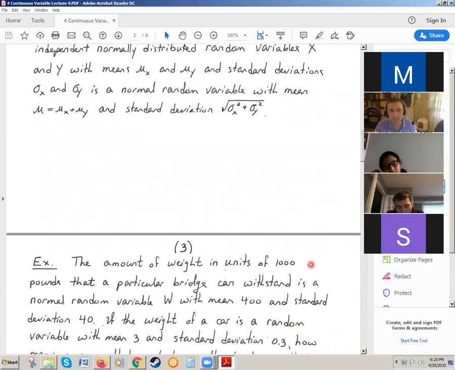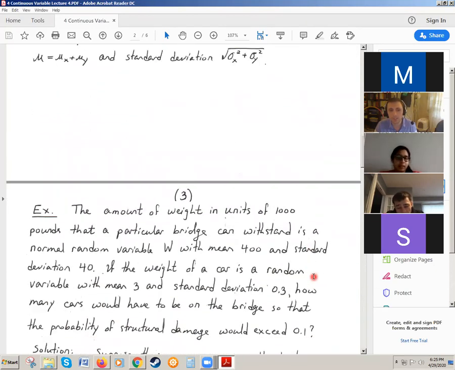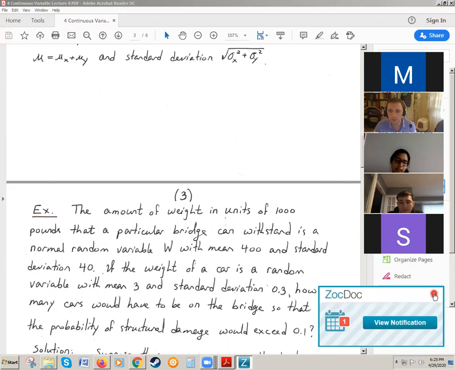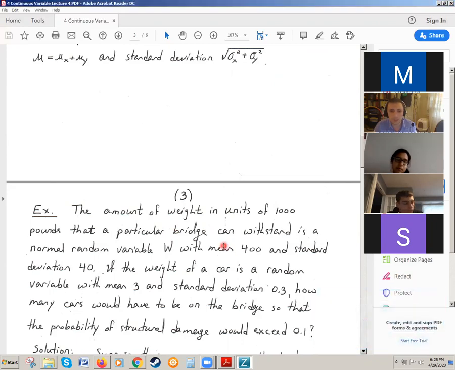So here is an example of that. Imagine that you have a bridge, and the amount of weight that this bridge can withstand, in thousands of pounds, is a random variable W, and it has mean 400 and standard deviation 40, and W is normal, right? So the amount of weight it can withstand in thousands of pounds is W.